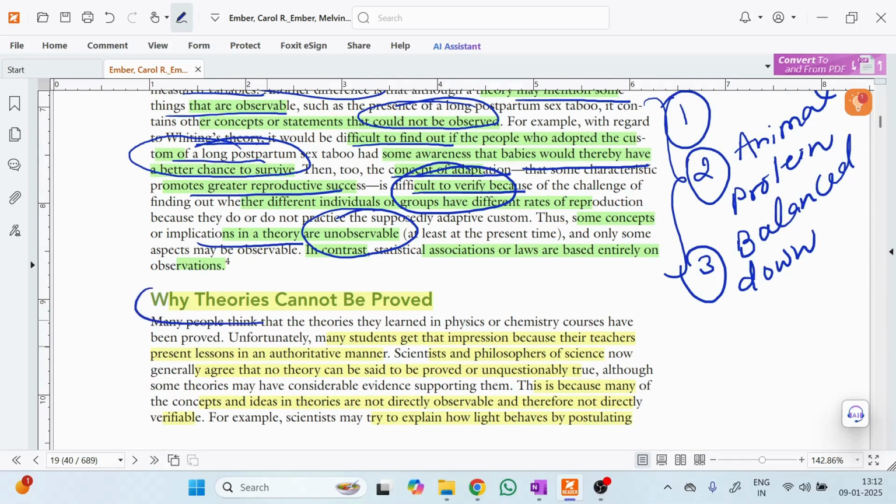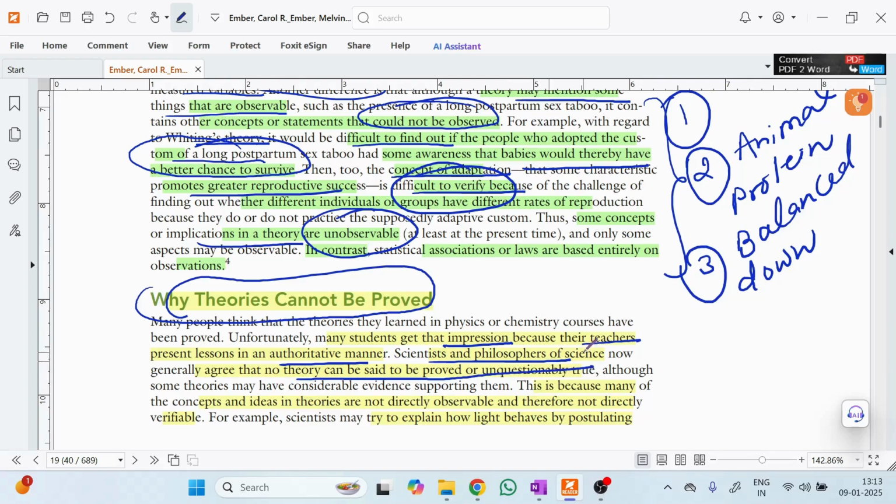So why is that so? Why can a theory not be proved? In school, you might have had this impression that theories are true, or theories have been proved, maybe because of the authoritative tone of your teachers. But scientists and philosophers of science generally agree that no theory can be said to be proved or unquestionably true. This is because many concepts and ideas in a theory are not directly observable, and therefore, if they are not observable, they cannot be directly verified.